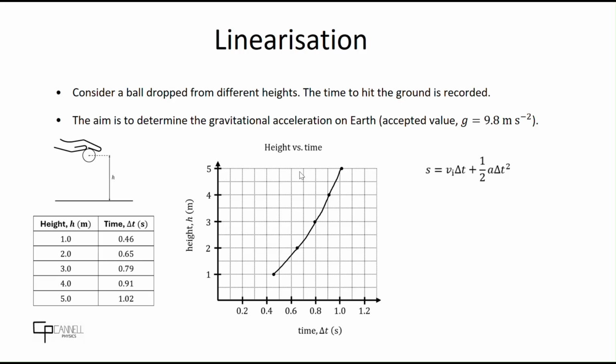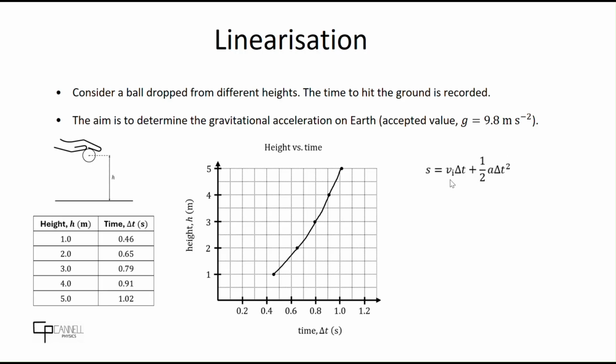We don't have to rely on just eyeballing it to see whether a curve of best fit is better or not. We can actually look at this equation of motion, which governs the motion of this ball. So here in this equation, S is the displacement of the ball, VI is the initial velocity, delta t is time, half is just a constant, a is the acceleration, and delta t here again, but squared.